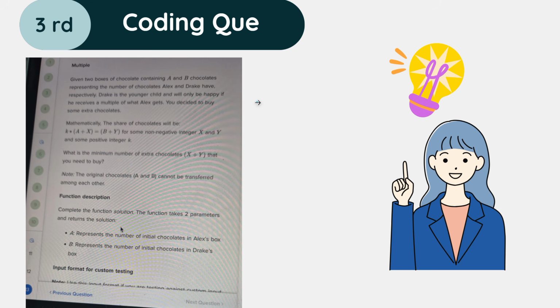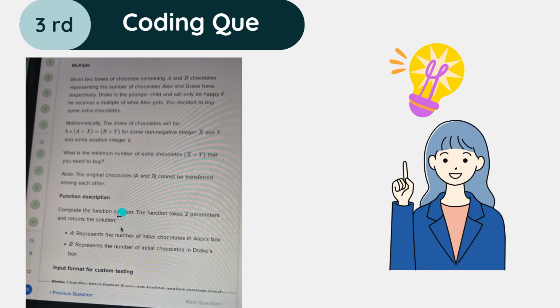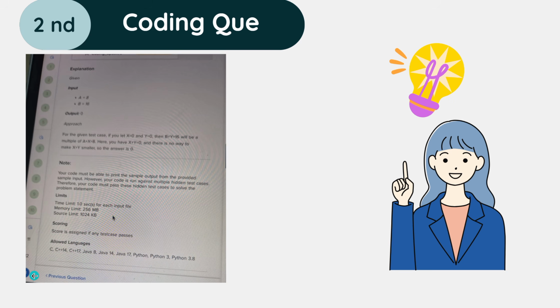I think I gave you the wrong question, but the output format will be in this way. You have to complete the question. See, balanced, like this they will give you. See the 13th question. This is the 13th question, I think. And this is also the 13th question.